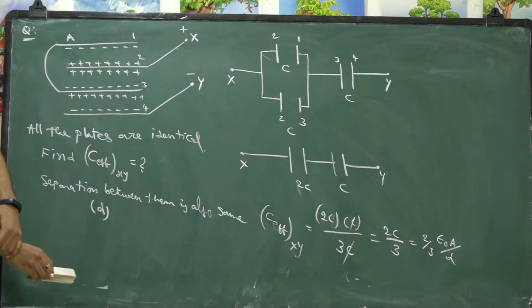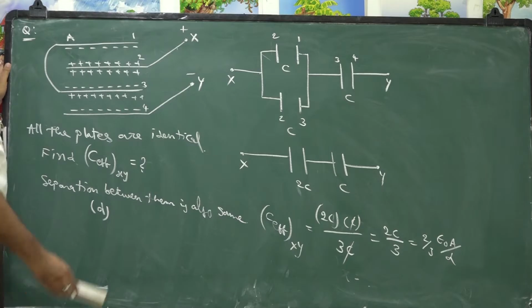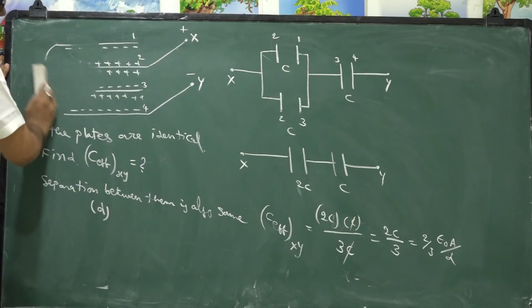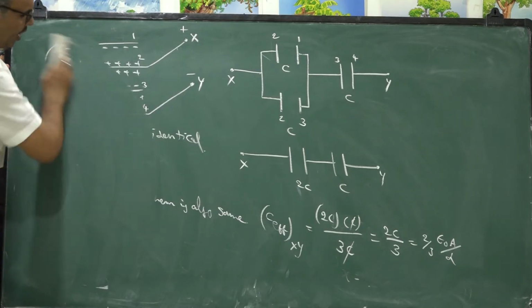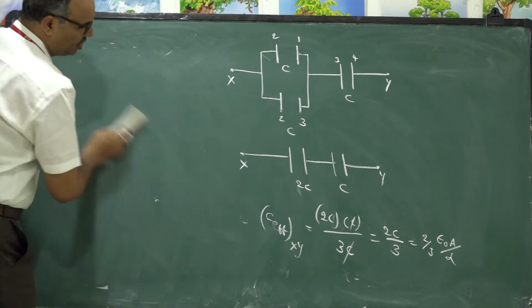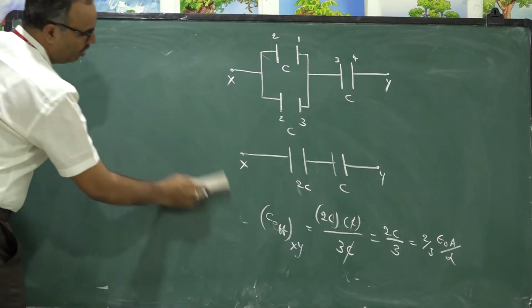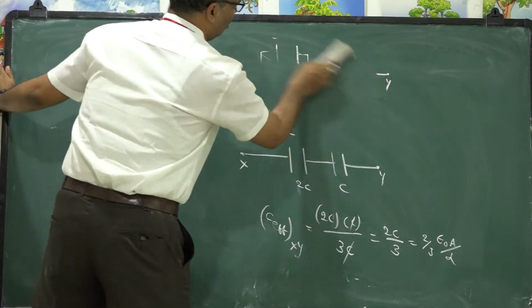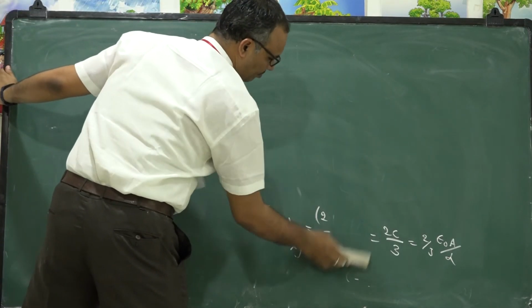Okay. In the similar model, one more problem let us solve. Again, you are provided with identical plates with equal separation, and you are asked to find the effective capacitance. How to solve this problem? Let us see.